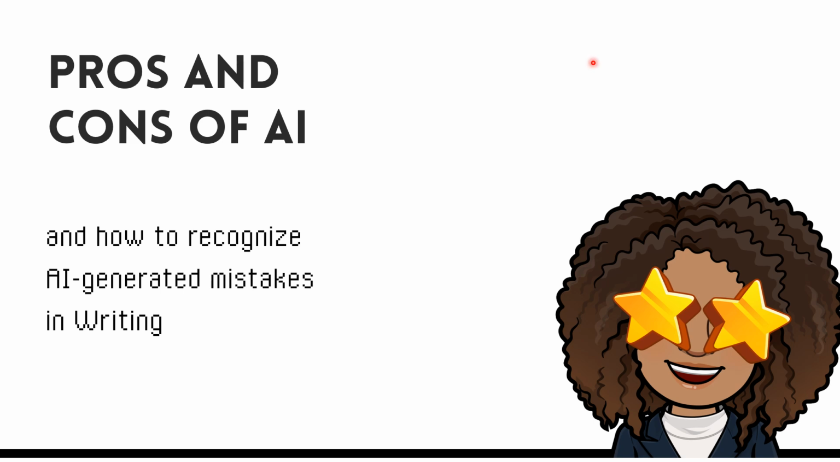Hello, class, and welcome to this lecture on the pros and cons of AI and how to recognize AI-generated mistakes in writing. This lesson is all about how to look at AI without rose-colored glasses. In this example, little image here, I have my Bitmoji character wearing gold star glasses, and I think that really represents a lot of the hype around AI right now.